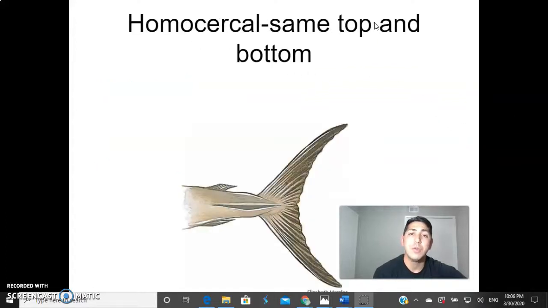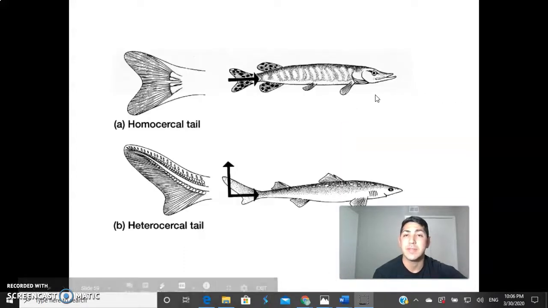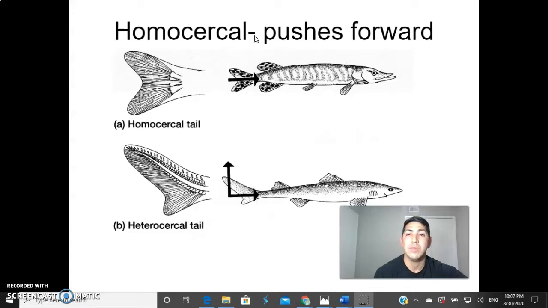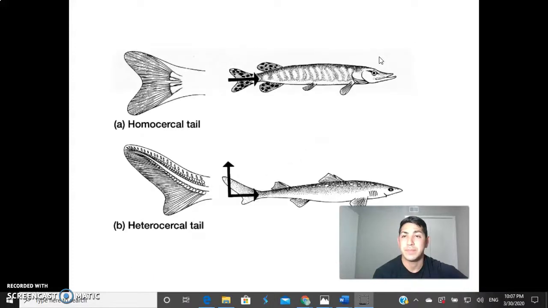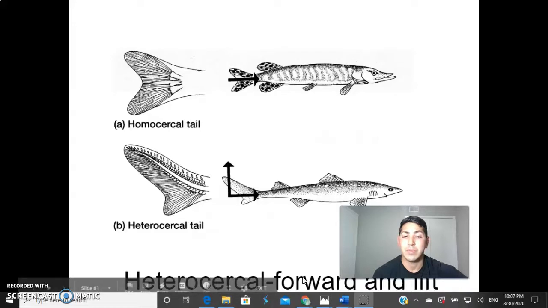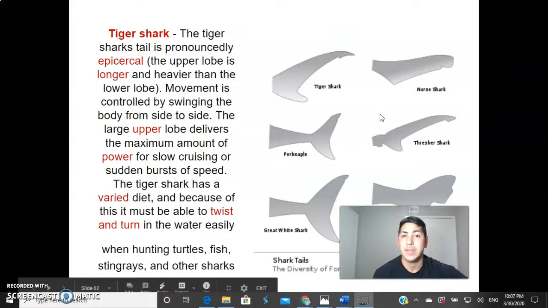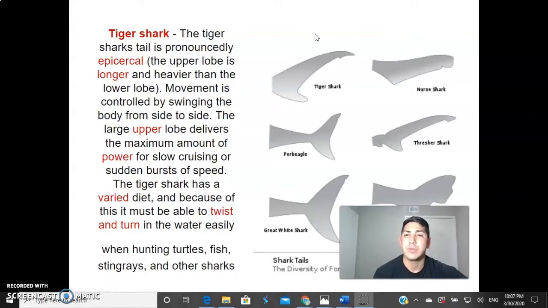So homo circle means same on the top as on the bottom. Both lobes are the same sizes. You can see here where a homo circle is the same and hetero is different. Homo circle tails are going to provide for forward thrust, and hetero circle is going to be forward and lift. So homo circle pushes forward, whereas hetero circle is different on the top and the bottom. So it provides forward and lift. So let's talk about a few different sharks that we'll be learning in this class.